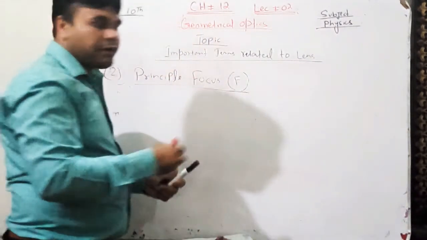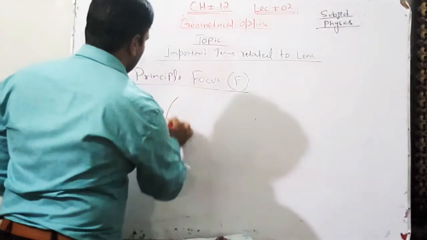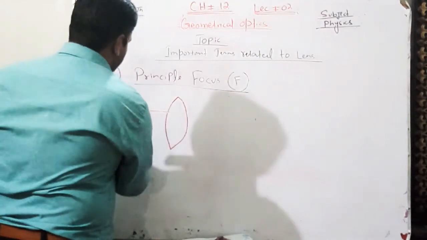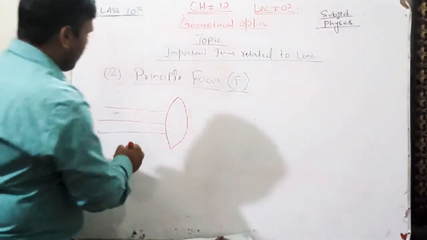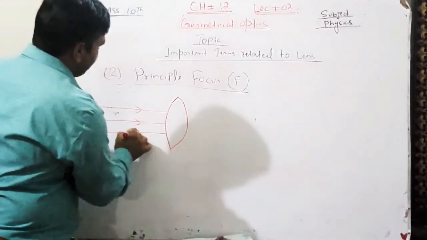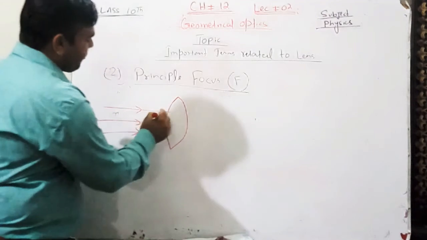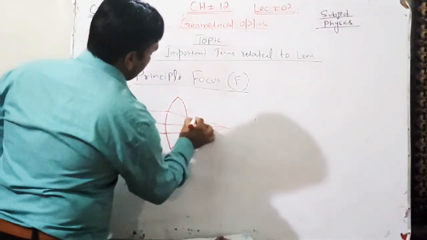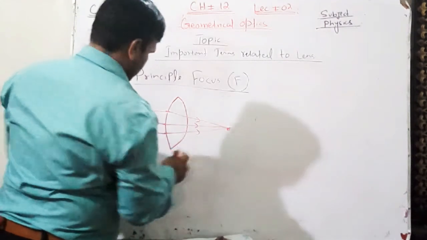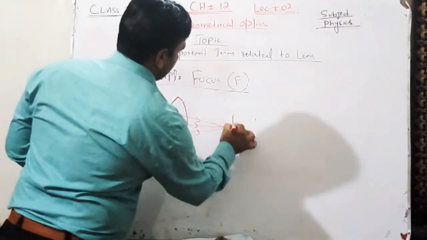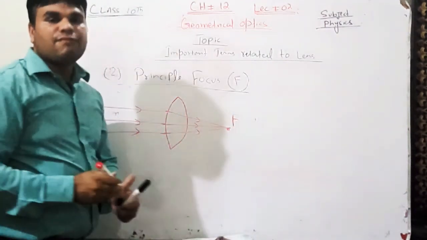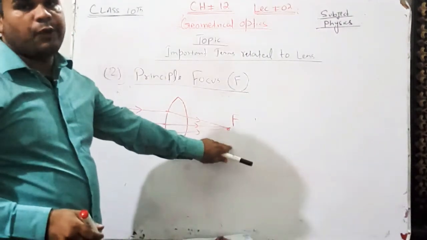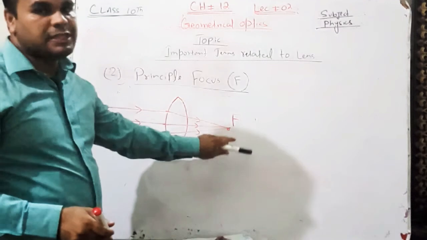If I draw the diagram, then we can see that when rays of light, parallel rays of light, fall on a convex lens, after refraction, they meet on a single point which is called F, principal focus.